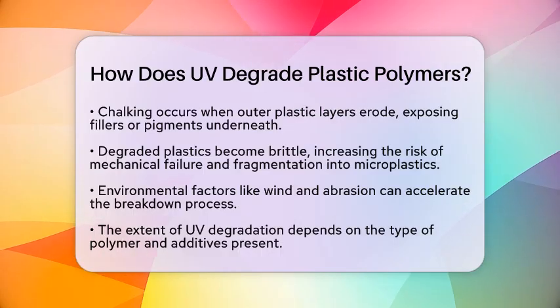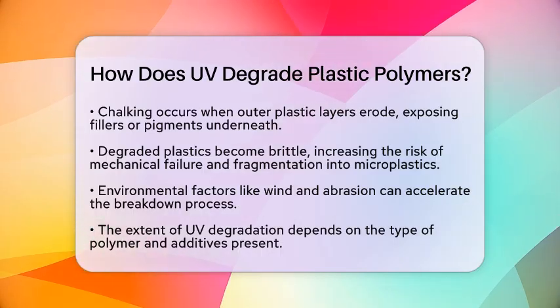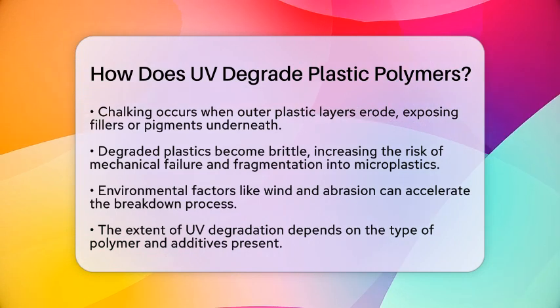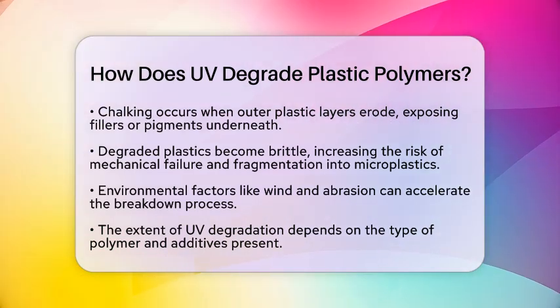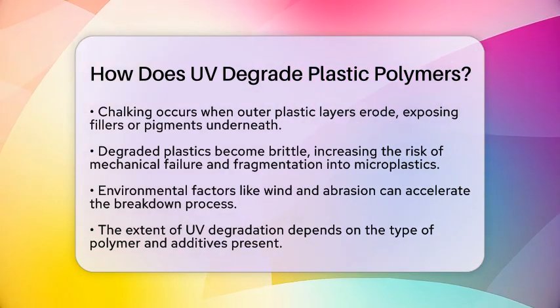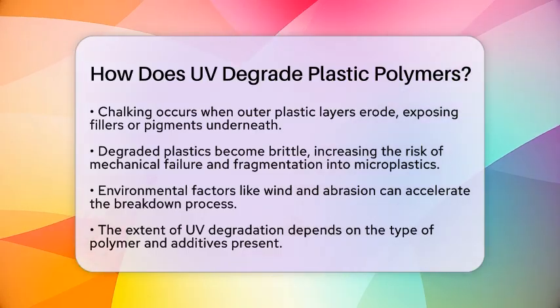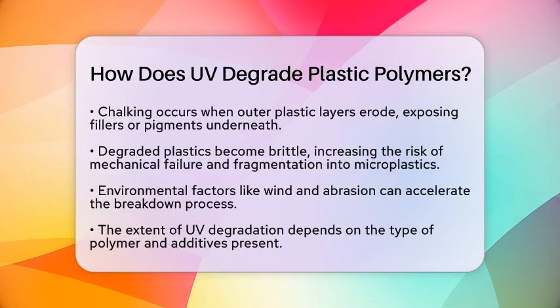The extent of UV degradation varies based on several factors. The type of polymer plays a significant role, as does the presence of additives. The intensity and wavelength of UV exposure are also important, with UVB light being particularly harmful.